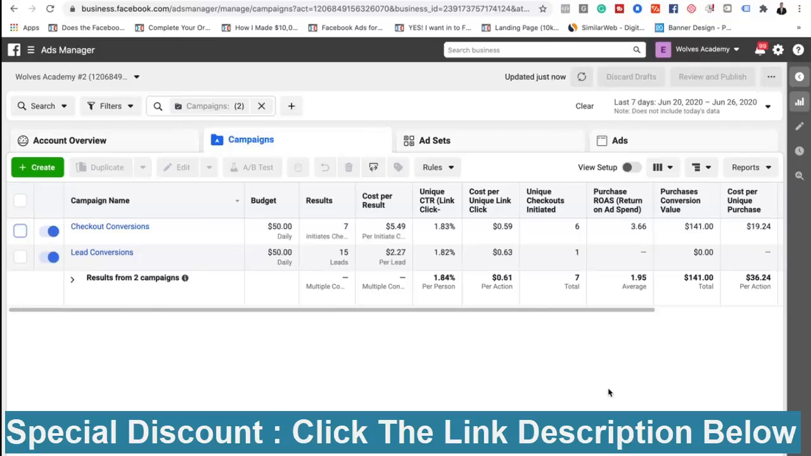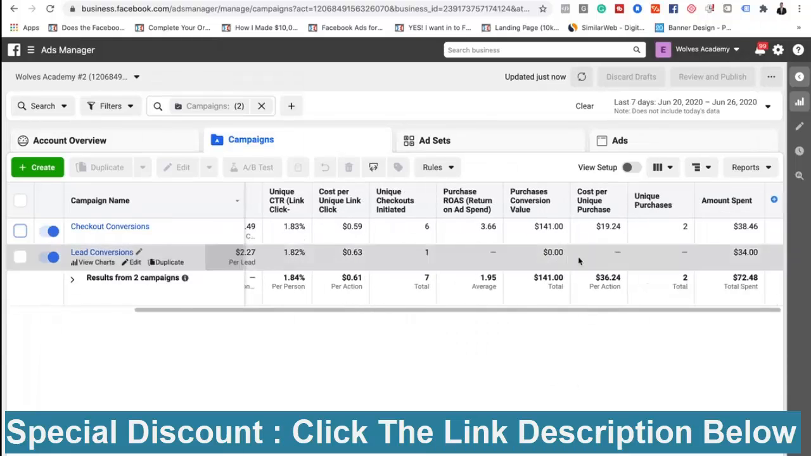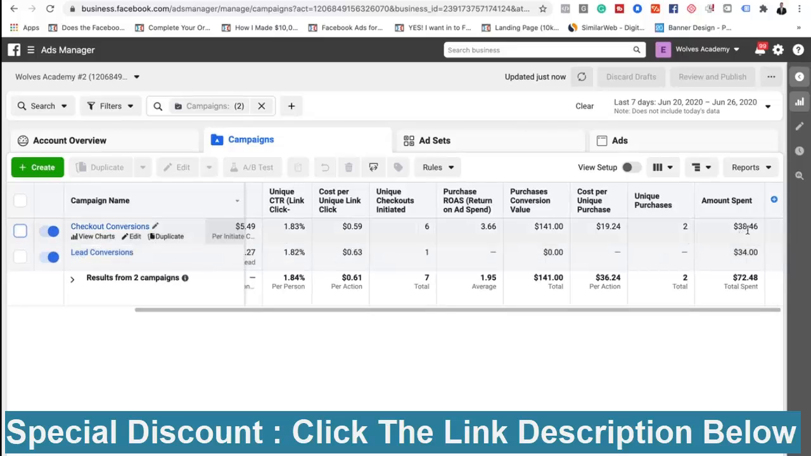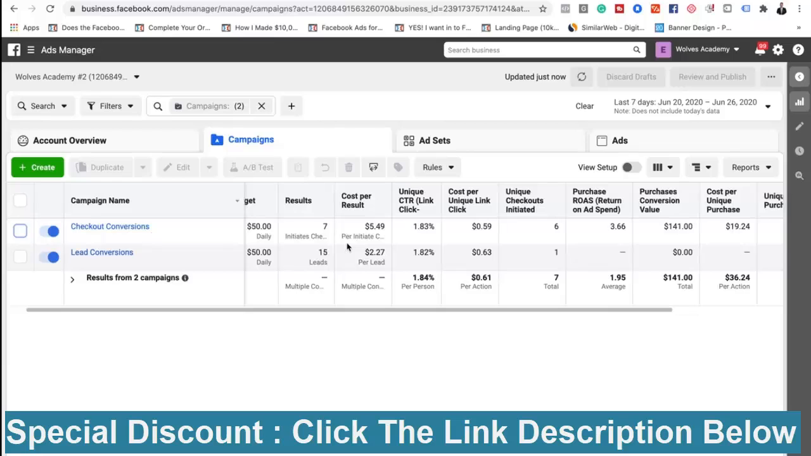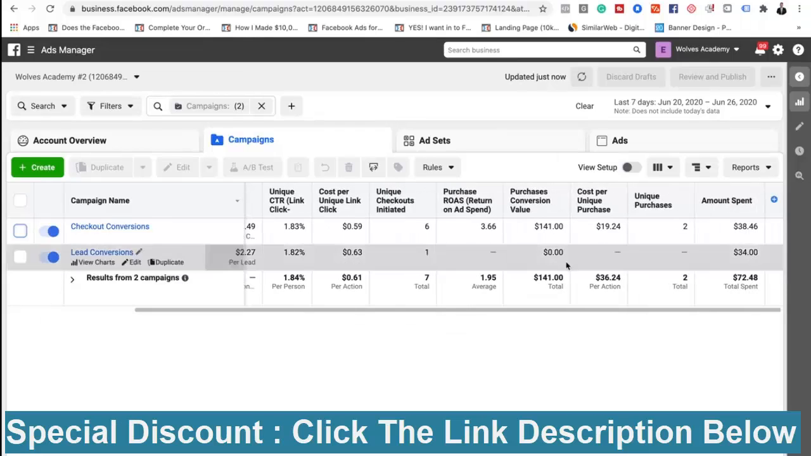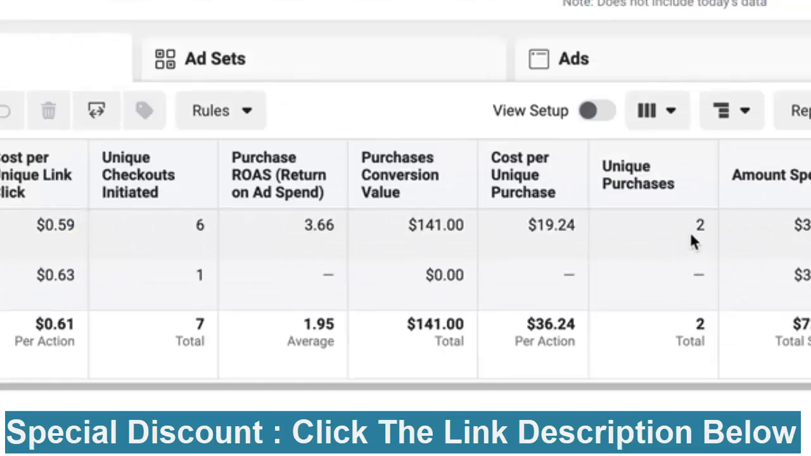All right, so if you notice here, if we go to the end of our budgets, the checkout conversions and the lead conversions, we have not spent a full $50 yet for each, meaning we have not spent our $50 per day budget. So that means it's been less than 24 hours. However, one that is doing pretty well is the checkout conversion. If we scroll to the right here, it shows that we have 2 unique purchases, and our current purchases are at $19.22. And these conversions are off. It's supposed to be $94 because it's a $47 product.